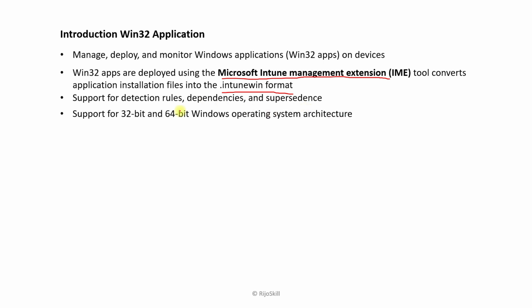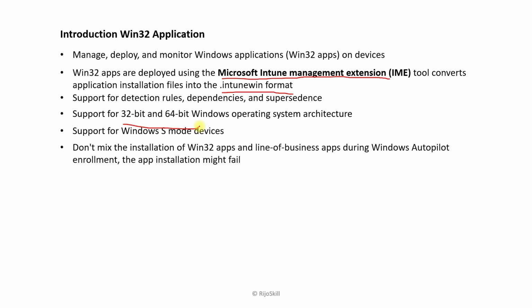It supports both 32-bit and 64-bit Windows operating system architectures, and it supports Windows S mode devices also. And don't mix one of the main concepts: don't mix the installation of Win32 apps and line-of-business apps during the Windows Autopilot environment. The app installation might fail. The Windows application size must not be greater than 13 GB. Your application file size should be below 13 GB.